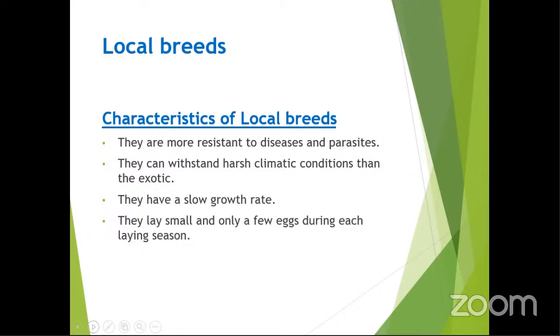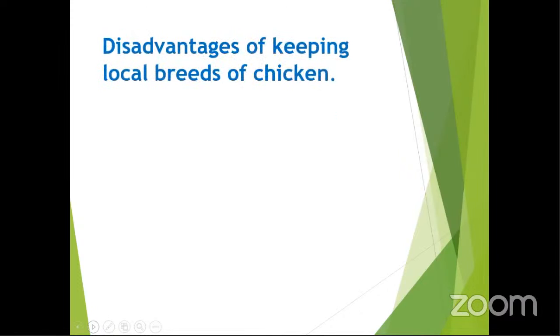So when they ask us to give the disadvantages, we shall give those two points. We shall say that they grow very slowly and then they lay fewer eggs. That's what we shall talk about. Disadvantages of keeping local breeds of chicken: the first point is they grow very slowly, and then the other one is they lay fewer eggs. As simple as that.